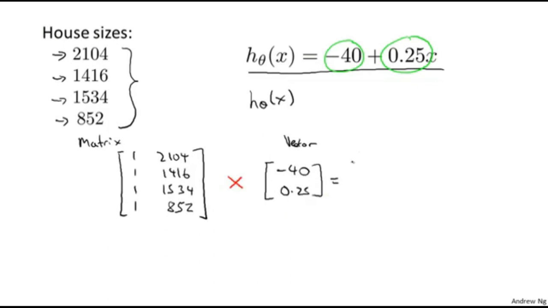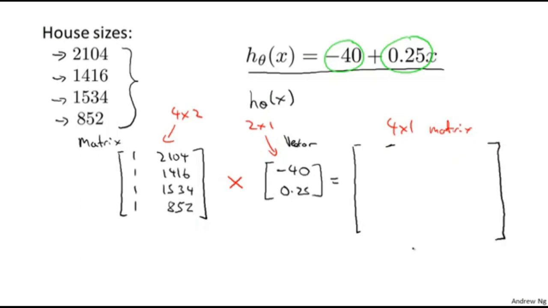So what do I get? Well, this is a 4 by 2 matrix. This is a 2 by 1 matrix. So the outcome is going to be a 4 by 1 vector, or really a 4-dimensional vector. So let me write in what are my 4 elements. I'm going to have 4 real numbers here.